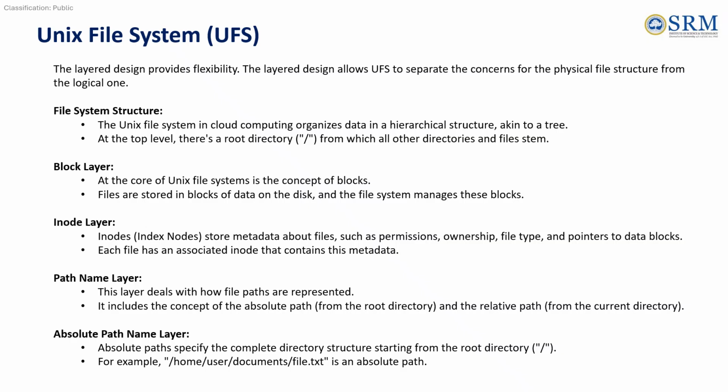At the top is the root directory represented by a slash symbol. From this root directory, all other directories and files are organized in branches just like a tree structure. At the storage level, files are divided into blocks. These blocks are the basic units used to store data on the disk. The file system keeps track of these blocks and manages how data is stored and retrieved efficiently.